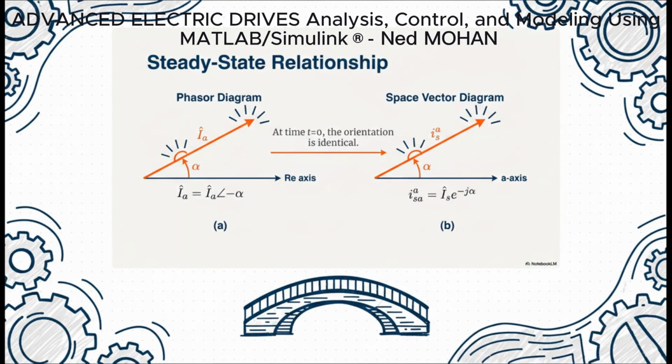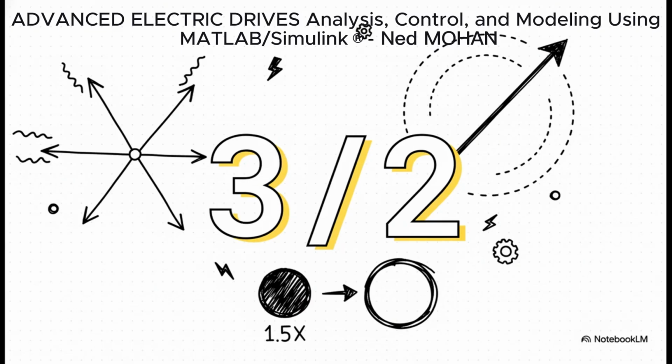But here's the thing. They aren't totally separate worlds. There's a bridge between them. Imagine you're in a perfect steady state situation. If you hit pause at the exact moment t equals 0, something cool happens. The space vector for the current will be pointing in the exact same direction as the phasor for the phase A current. They line up perfectly. That's our connection point. Okay, but here's the catch, and you absolutely cannot forget this. Their directions match, but their magnitudes do not. Because of how we add those three vectors together, the space vector's magnitude will always be 1.5 times bigger than the phasor's magnitude. That 3/2 factor is super important. You have to remember it when you're converting between the two.